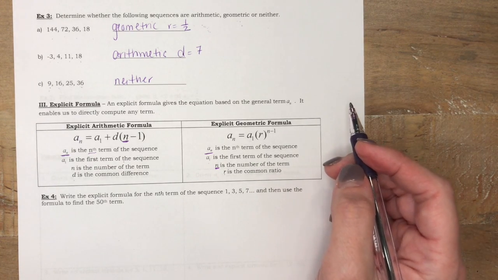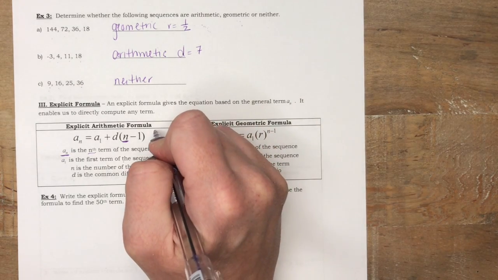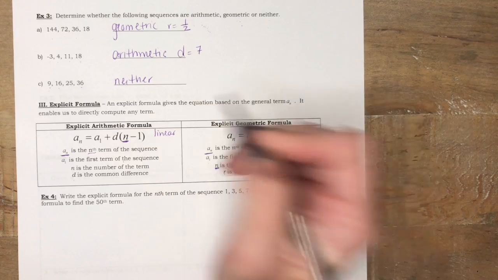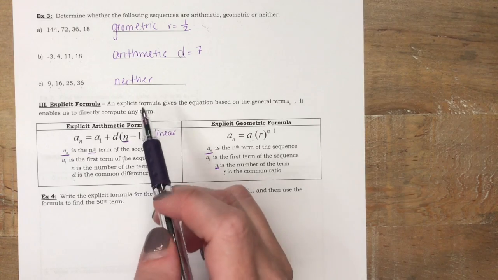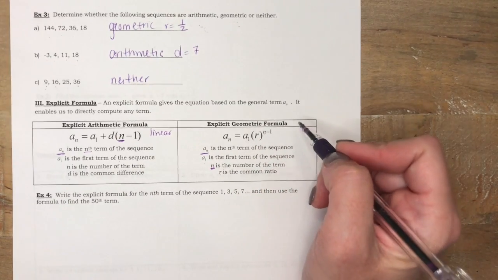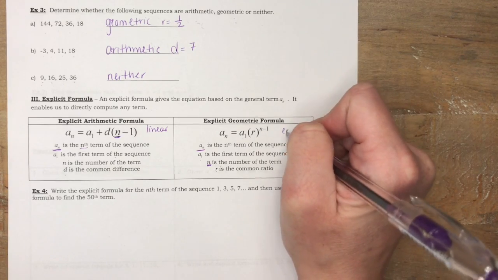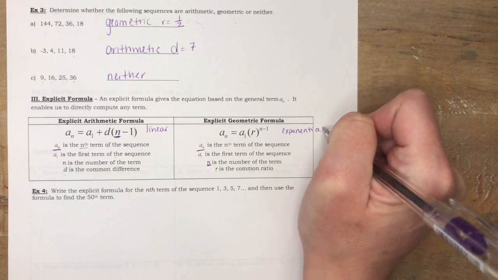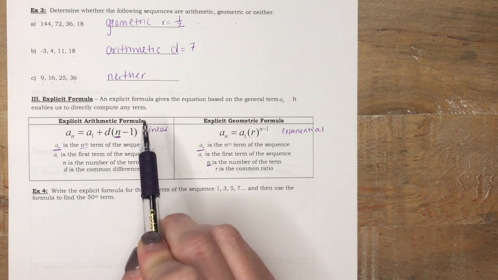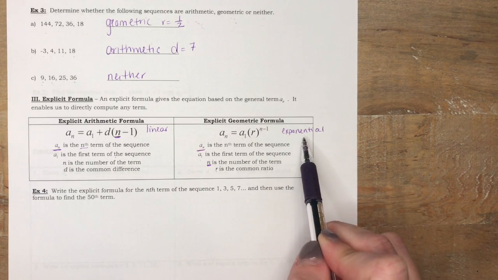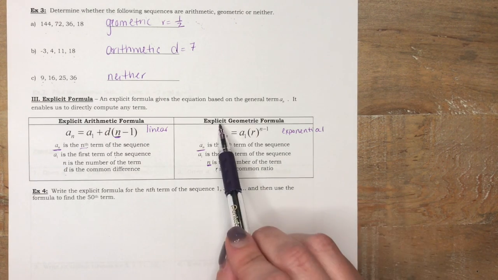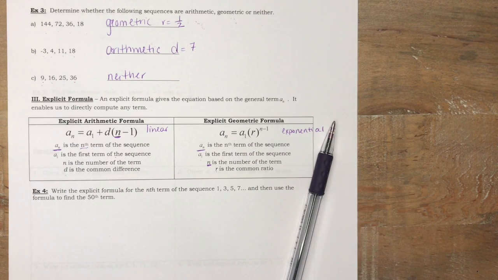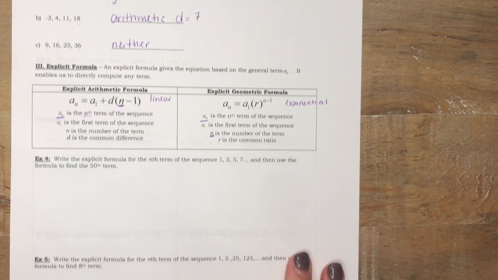One of the main things I want you to recognize, if you haven't already, is that this is linear, right? This is the equation of a line, basically, y equals mx plus b, where d is the slope. And then for geometric, this is an exponential, because you're multiplying, right? So here you're adding the same amount every time. Here, you're multiplying by the same amount every time. So if you were to graph these sequences, an arithmetic sequence would look like a line, and a geometric would look like an exponential curve. Okay? All right, so let's see how we can use these formulas.